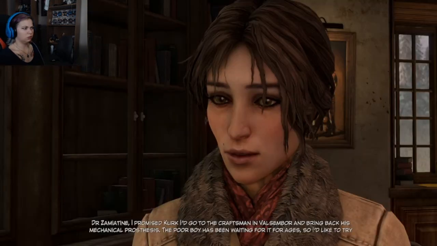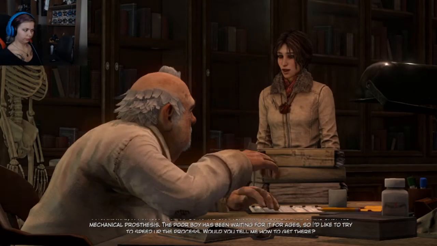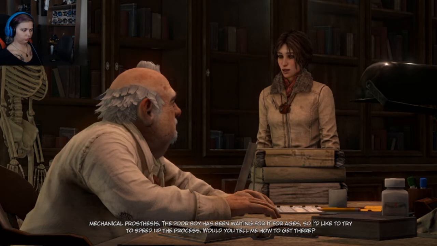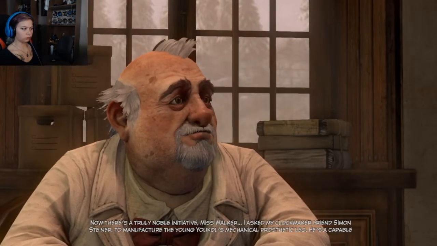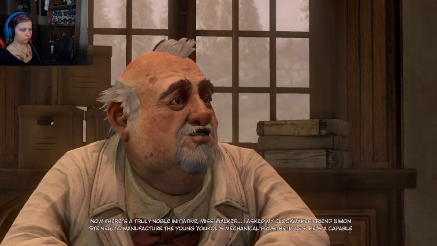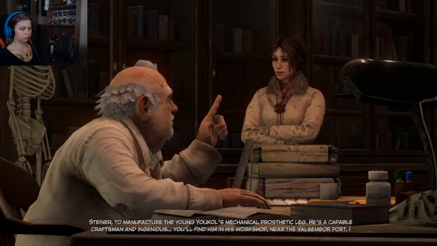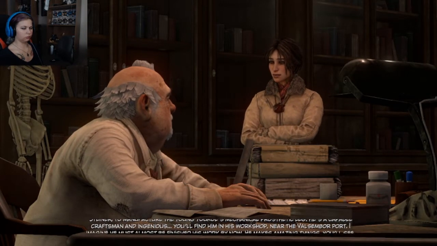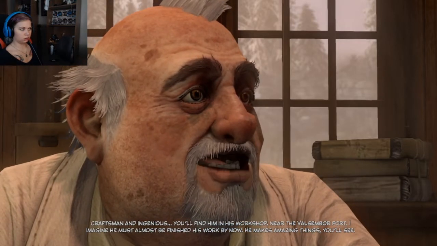Oh! Dr. Zamiatine, I promised Kirk I'd go to the craftsman in Valsambur and bring back his mechanical prosthesis. The poor boy has been waiting for it for ages, so I'd like to try to speed up the process. Would you tell me how to get there? Now there's a truly noble initiative, Miss Walker. I asked my clockmaker friend Simon Steiner to manufacture the young Yukol's mechanical prosthetic leg. He's a capable craftsman and ingenious. You'll find him in his workshop near the Valsambur port. I imagine he must almost be finished with his work by now. He makes amazing things. You'll see.